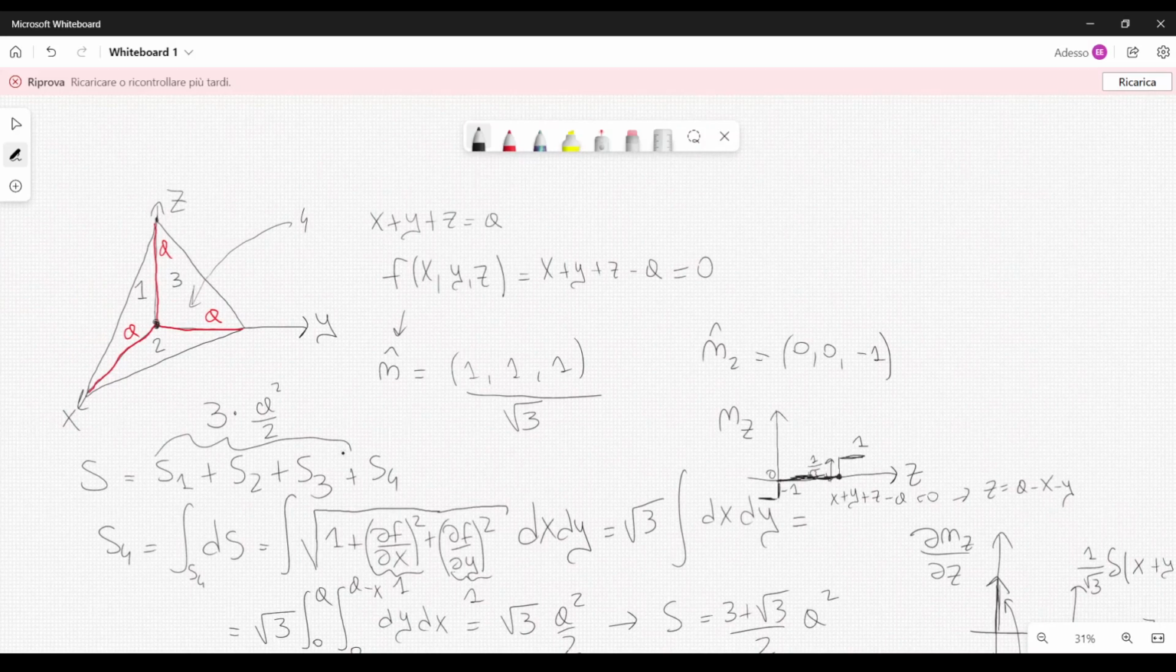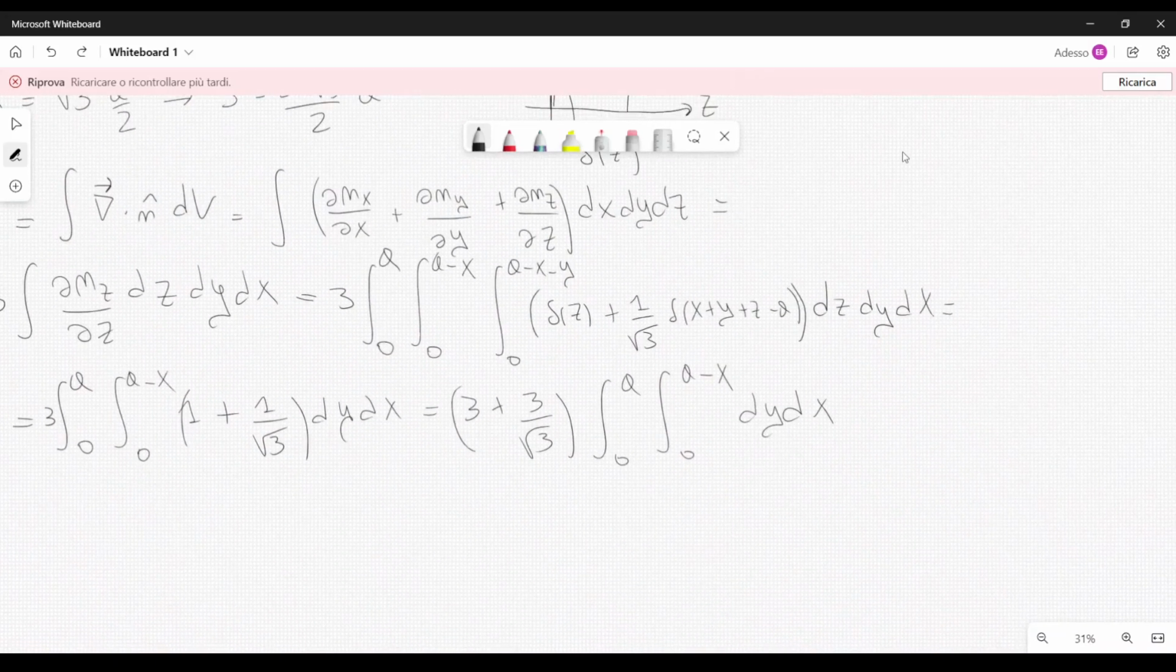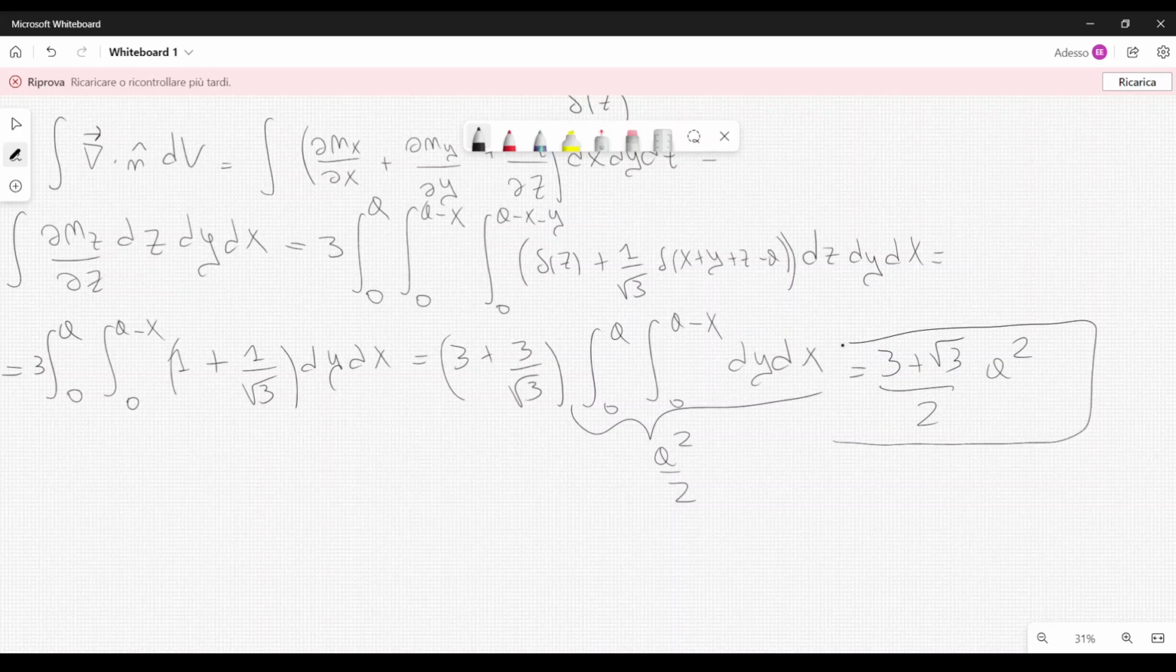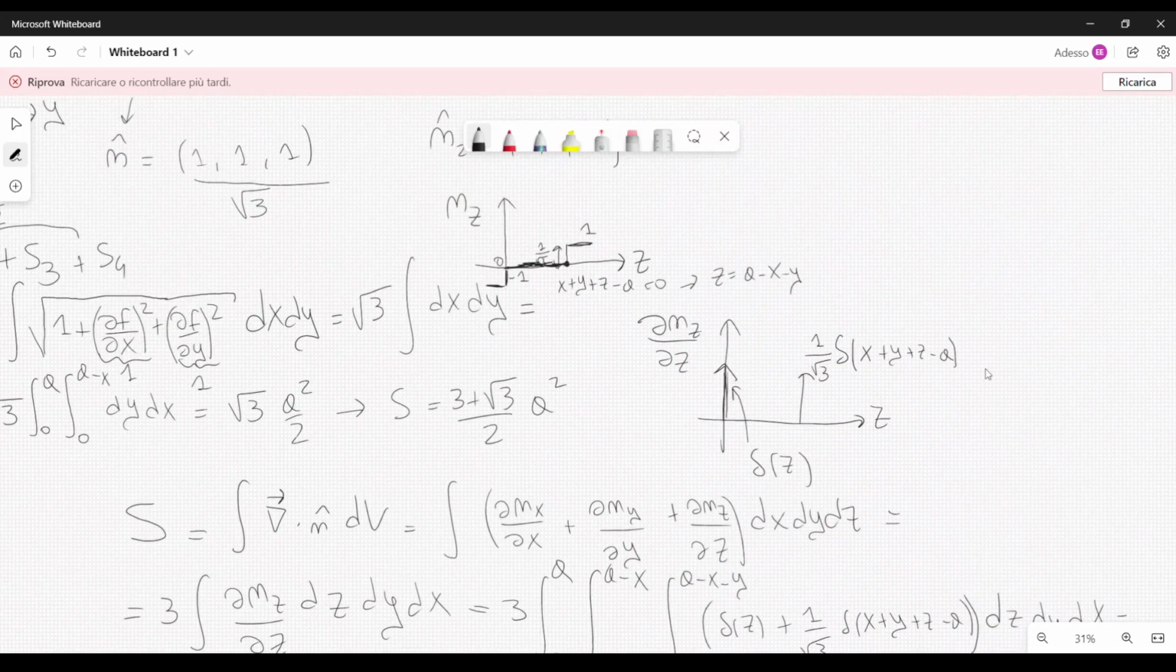whose surface we called S2, right, this one here. So we're going to get a squared over 2. You simply have to calculate this double integral, but you're going to get a squared over 2. And here you can rewrite this as 3 plus square root of 3, so I'm going to rewrite 3 over square root of 3 as square root of 3, then divide by 2 and multiply by a squared. And lo and behold, we got exactly the same result that we got here. So also the divergence theorem works in this case.